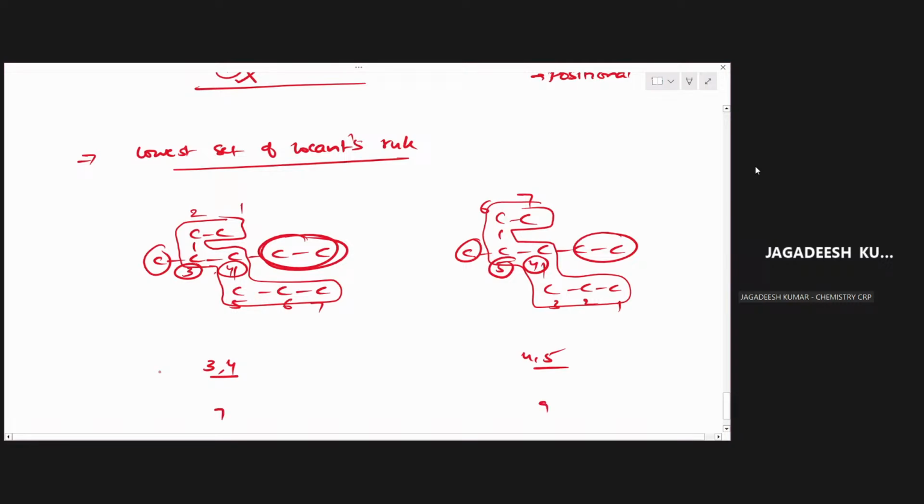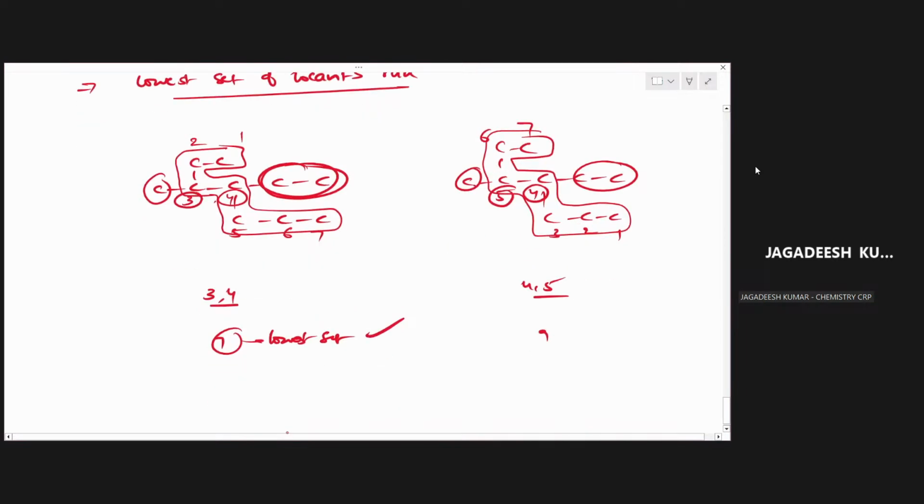If you add this, 9. So this is the lowest set. Clarity here. Okay, understood, I think. So we have to select this one only, correct. This is wrong. We have to select the lowest set.